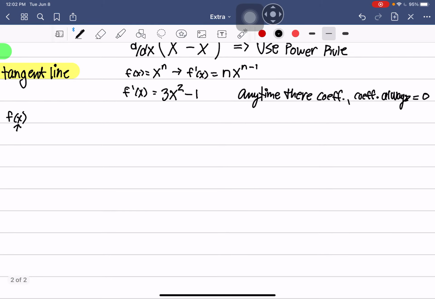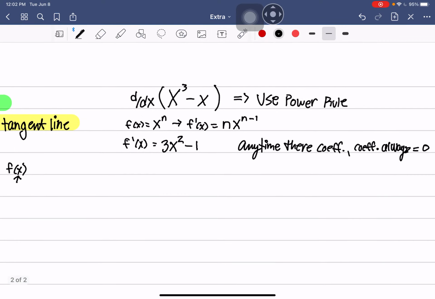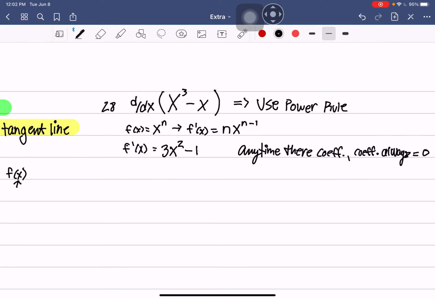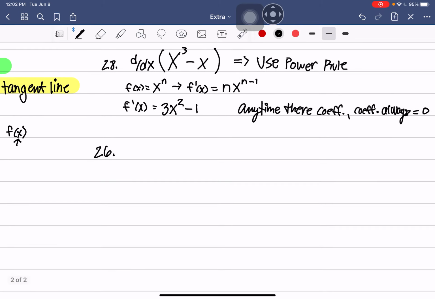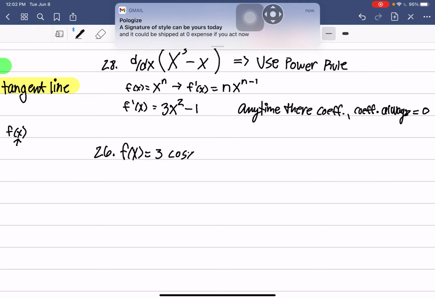Now, what about, I see that there's some trig identity. So, for example, in 26, we have f of x is equal to 3 cosine x.